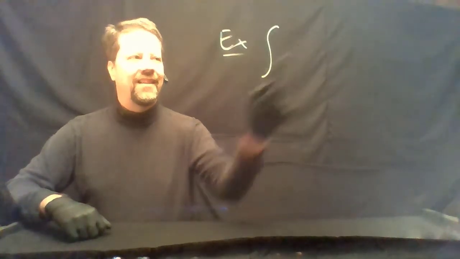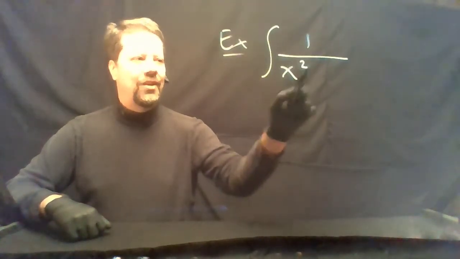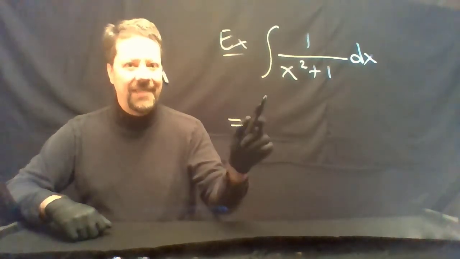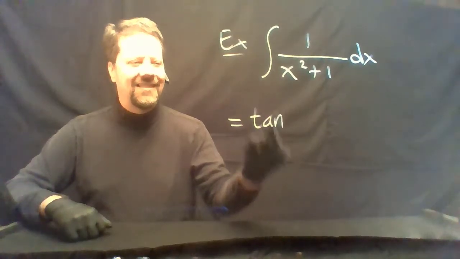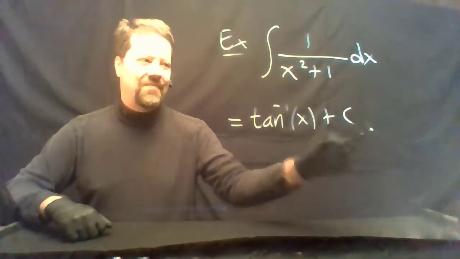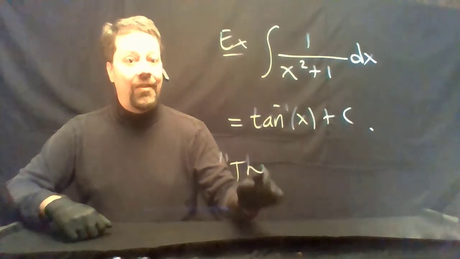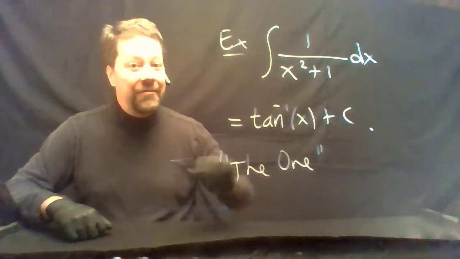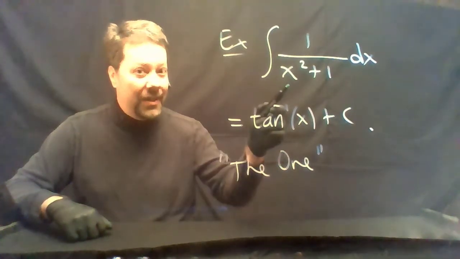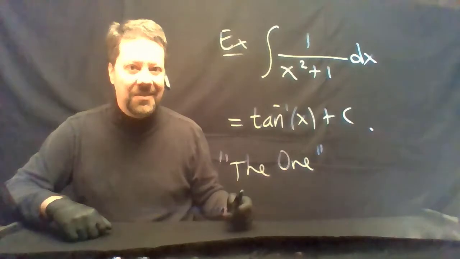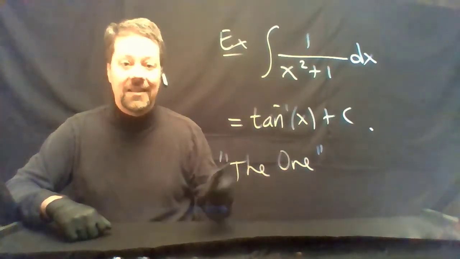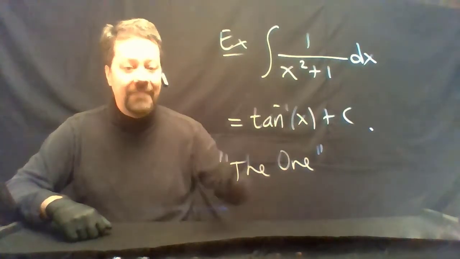You need to be careful though. If I have 1 over x squared plus 1 as my integrand, the answer is arctan of x plus c. Yep, that's the one. That's the one you're going to remember from now forevermore. You need to be meticulously careful about the details, whether you have an x on the top or not. If it's just a constant, it's an arctan. If there's an x up there, you're going to get a log.